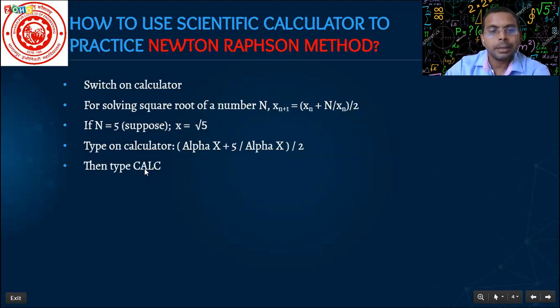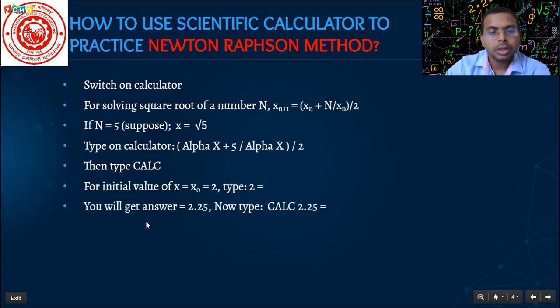When you press the calc button, it asks the value of x. Now for the initial value of x, suppose x0 is equal to 2, because for square root 5 we can take the approximate value as 2, since square root 4 is 2. So type 2. When we press calc, it asks what is the value of x you want. So if you press 2 and then equal to, it gives the value of this expression for x equal to 2. So you will get answer 2.25.